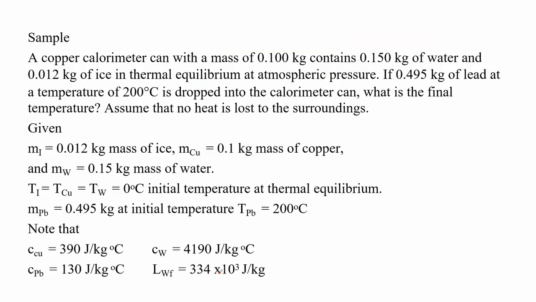Here we have an example. A copper calorimeter can with a mass of 0.1 kg contains 0.15 kg of water and 0.012 kg of ice in thermal equilibrium at atmospheric pressure. If 0.495 kg of lead at a temperature of 200 degrees Celsius is dropped into the calorimeter can, what is the final temperature? Here we assume that no heat is lost to the surroundings. We also listed the given values.